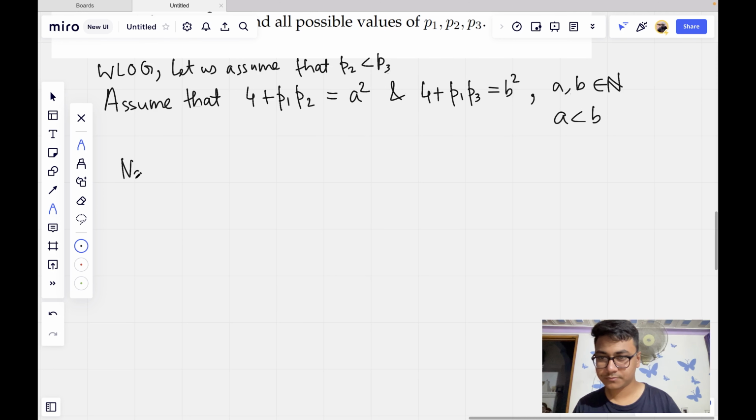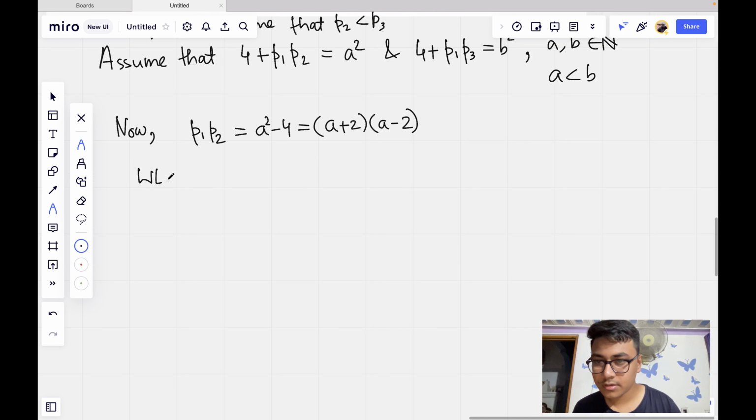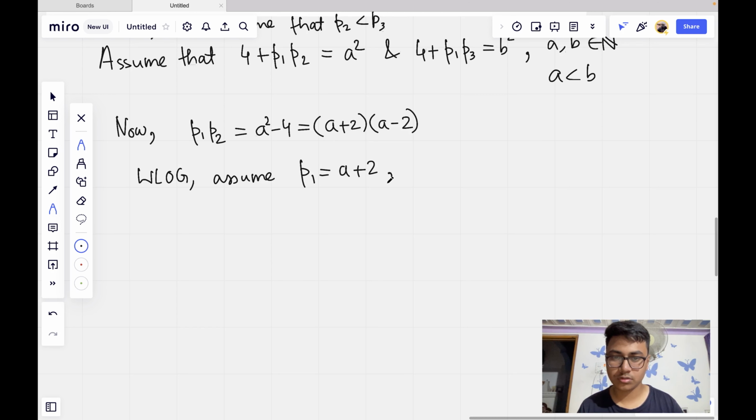Now, P1 P2 is equal to a squared minus 4. This is equal to a plus 2 times a minus 2. Since P1 and P2 are primes, the only possibilities are that P1 is equal to a plus 2 and P2 is equal to a minus 2, or P1 is equal to a minus 2 and P2 is equal to a plus 2. It doesn't really matter which one we go with, without loss of generality. Assume P1 is equal to a plus 2, and therefore P2 becomes a minus 2.